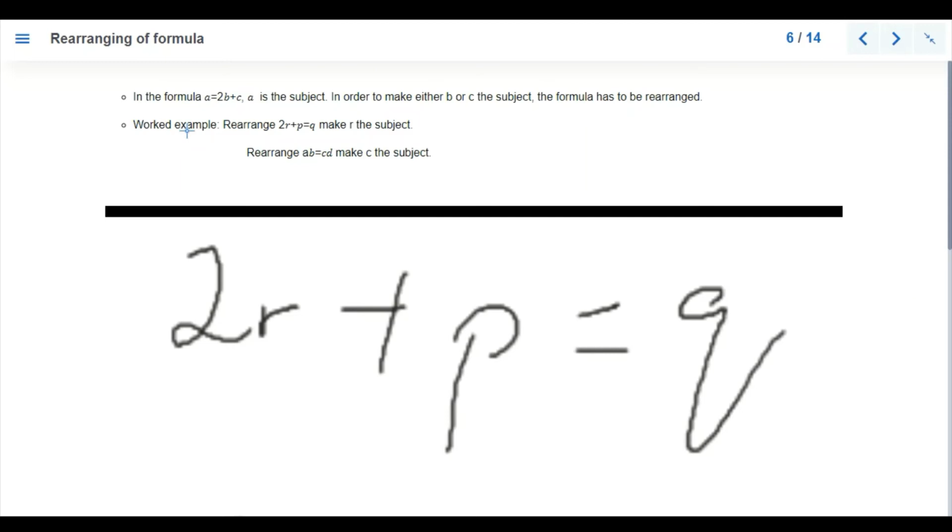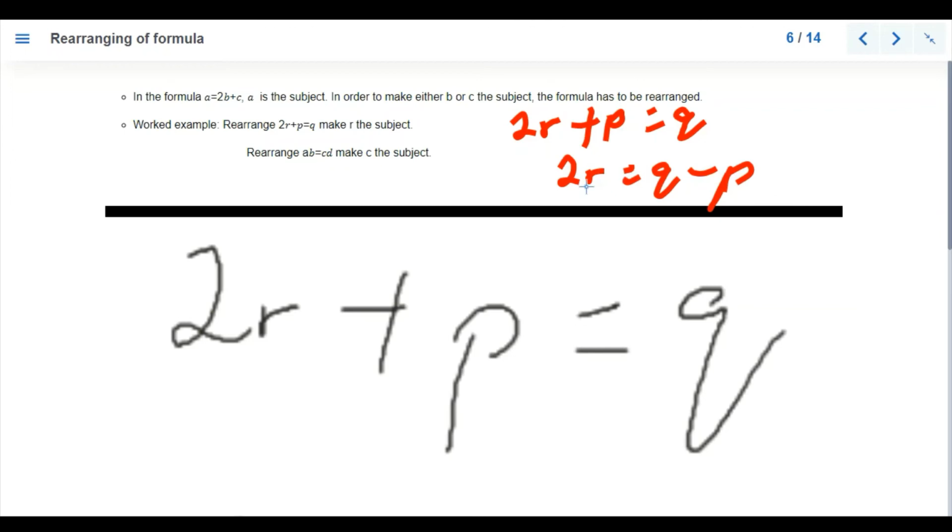We are going to be rearranging 2r plus p equals q. So we have to make r the subject of the formula. That implies that r is going to be standing out before the equals sign. So we have 2r plus p equals q. For r to be standing out here, p has to go to the other side, and the sign will change to minus. So we have 2r equals q minus p.